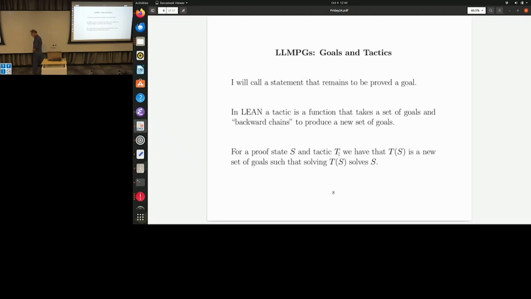Okay, how do we want to think about this problem? What is this problem of language model proof generation? So I'm going to talk about the architecture, really, of Lean.